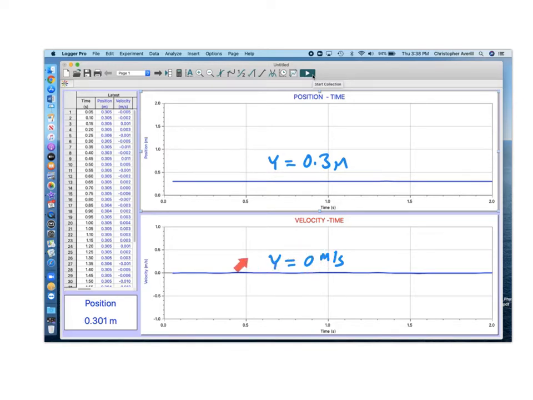So what we're going to see down here is that this is going to reflect the slope of this line up here. And that's because a velocity time graph is measuring velocity. And we know that the slope of a position time graph is equal to its velocity.